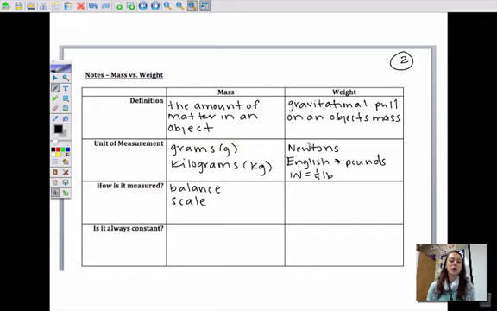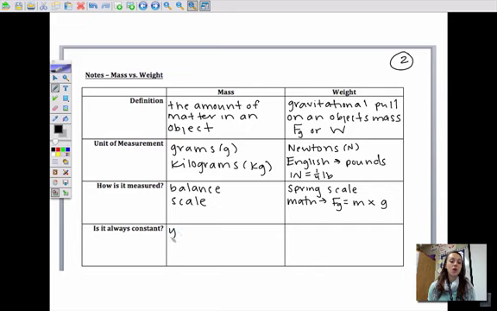Now because weight is a force and it's measured in newtons, we denote weight as the force due to gravity, or a big W for weight. Either of those are correct. We measure weight either using a spring scale, or we can do math, where the force due to gravity, or weight, is equal to the mass of the object times the gravitational pull of your location. Now, the next part, seeing if mass and weight are constant, that's where this gets pretty tricky.